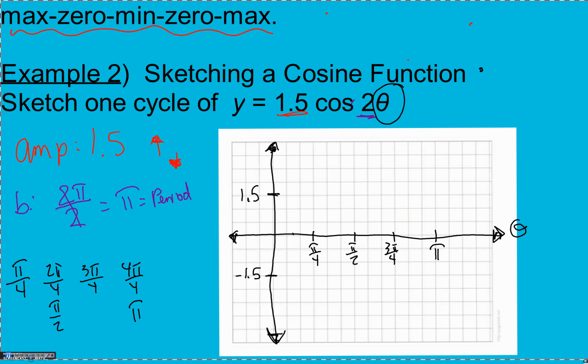Okay, again, cosine, we start at our maximum, then 0, then our minimum, and then 0, and then our maximum. Those are the points we use for cosine. So I'm going to connect those here. And again, this should be like a curve, not a V. Mine looks kind of like a V. Should be more of a curve. And there's a picture of that in the book.